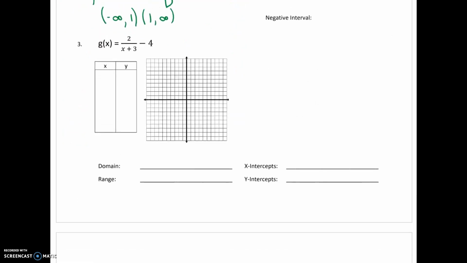So on number 3, again, just what are the transformations that are going on? So first of all, that 2 is going to make it stretch 2.